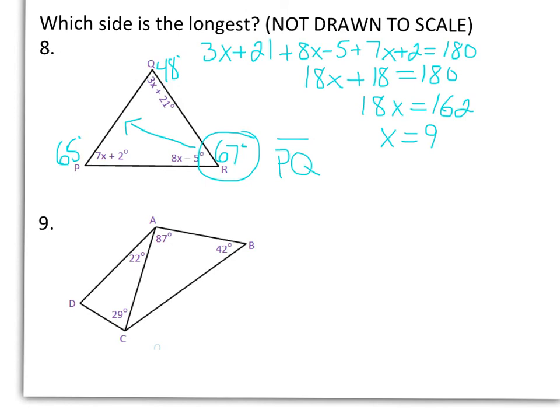Alright, and in number 9, we have two triangles that have formed a quadrilateral. In triangle ABC, our last missing angle at C is 51 degrees. And in triangle ADC, our angle is 129. So my largest angle is 129 degrees. But to form this angle, if I follow my segments for angle D, it takes me to A and C. Now I can only pick one side as the longest side, so that doesn't help me.